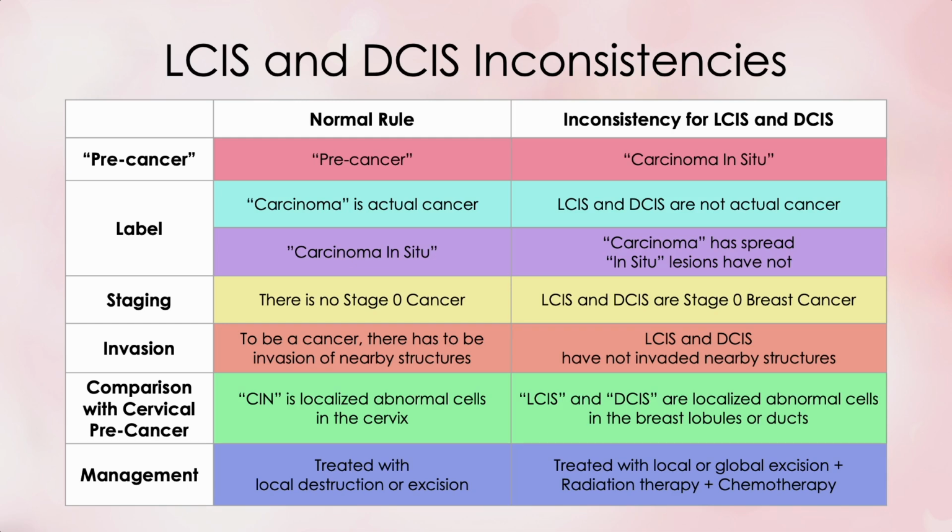The very same cellular changes in the cervix are called cervical intraepithelial neoplasia, not carcinoma in situ. But both CIN of the cervix and CIS of the breast consist of localized abnormal cells. And CIN of the cervix is treated with only local destruction or removal of the CIN cells, whereas CIS of the breast is treated with local or global excision followed by radiation therapy and or chemotherapy.